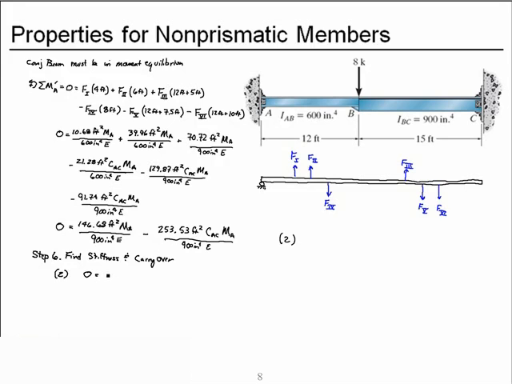0 equals 146.68 minus 253.53 times the carryover factor. So if I solve for the carryover factor, we get 0.579.